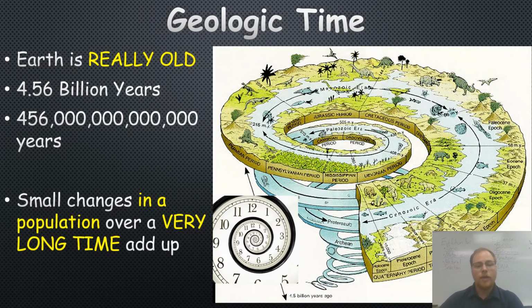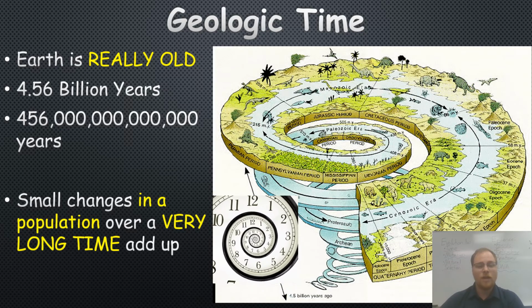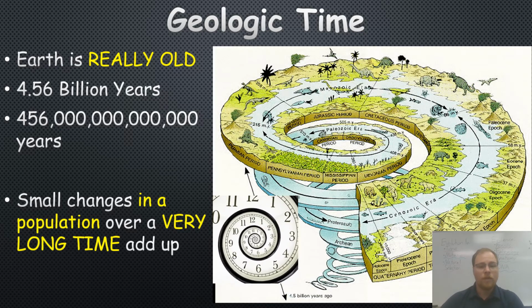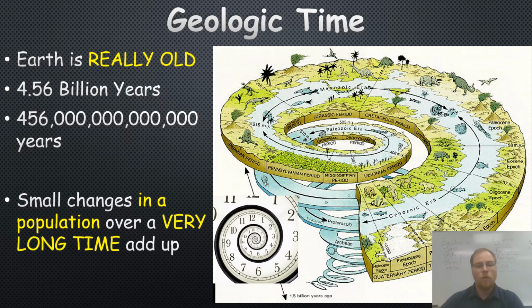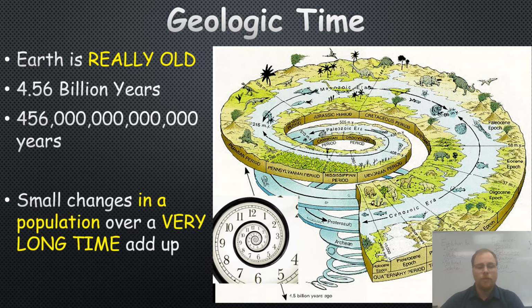Since we've already talked about natural selection and DNA mutations, we're going to be talking about the scale of time that evolution occurs over. And you have to understand just how old the Earth really is. It's 4.56 billion years old.